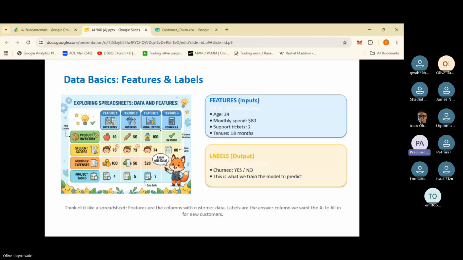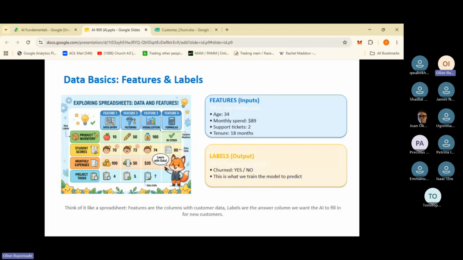Yes, depending on the data available, the features can change. That's what I'm getting to know now. So with the features and the labels, this is the data that is fed to the AI, just like I showed you the Excel sheets. That's the data that is fed.